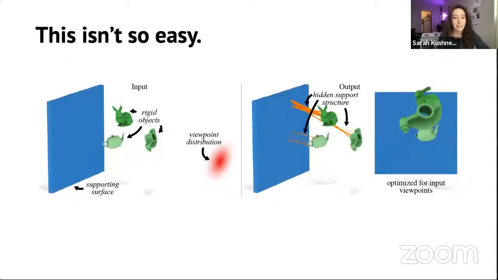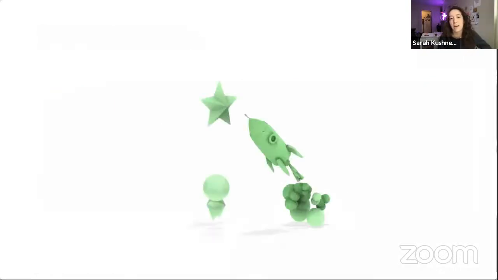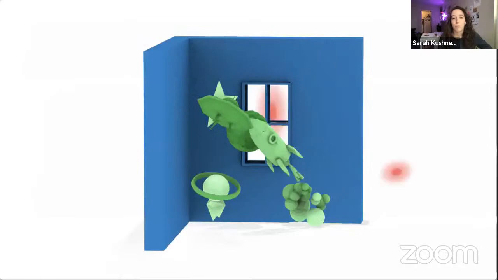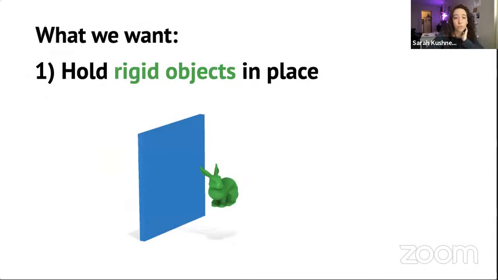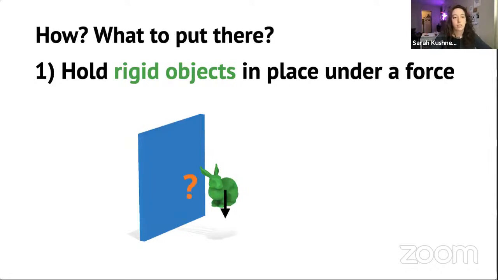So you might be thinking, why not just place them manually in the spots that look invisible? Well, as you increase the complexity of the scene by adding many small parts, a more complicated support surface, and multiple viewpoint distributions, this problem becomes way harder. So the first goal is we want to hold rigid objects in their place under a force. So the question becomes, what do we put between the object and the support surface?